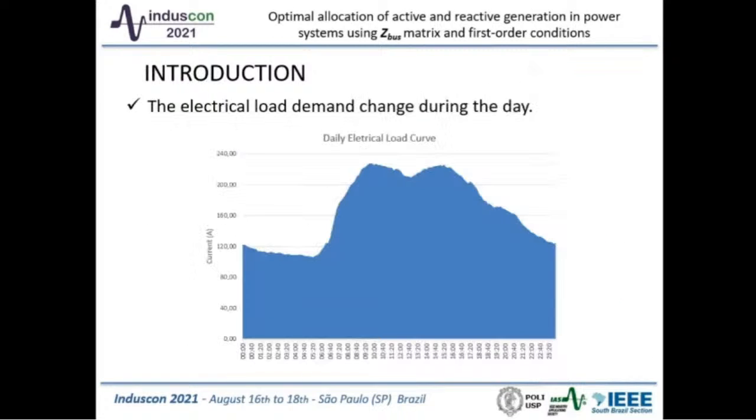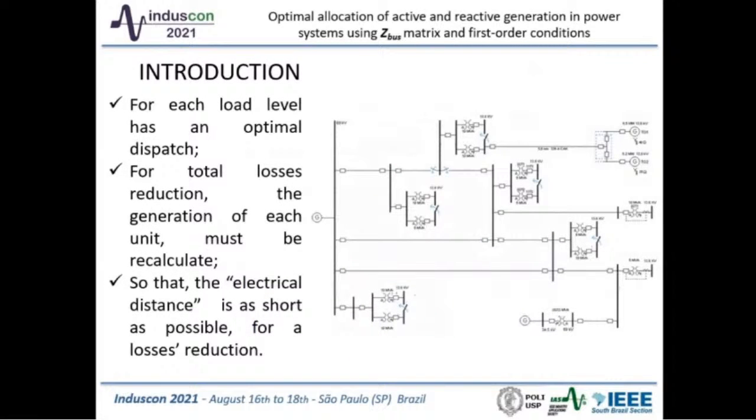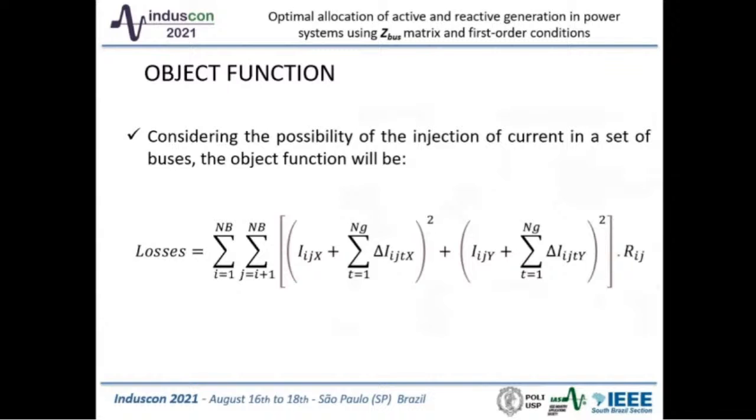By the way, the electrical load demand changes during the day, and each load level has an optimal dispatch. For total loss reduction, the generation of each unit must be recalculated so that the electrical distance is as short as possible. For this proposal, we chose as objective function the sum of the losses in all lines of the system. Note in this expression, we have two terms that represent the line current increase due to the generating units.